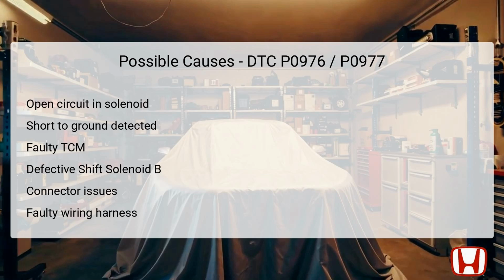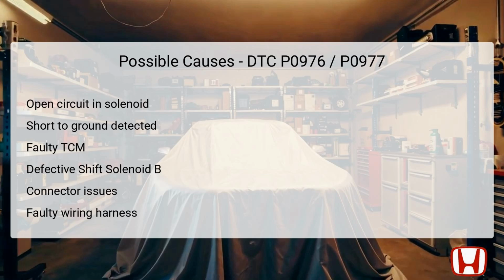Several potential causes exist for the codes P0976 and P0977. An open circuit in the shift solenoid can interrupt communication with the TCM, leading to DTC P0976. Conversely, should there be a short to ground, P0977 will be triggered, indicating that current flow is not being properly managed.